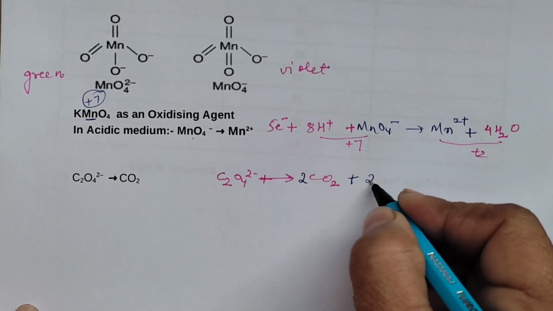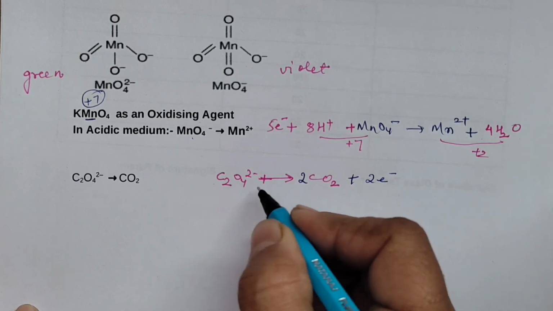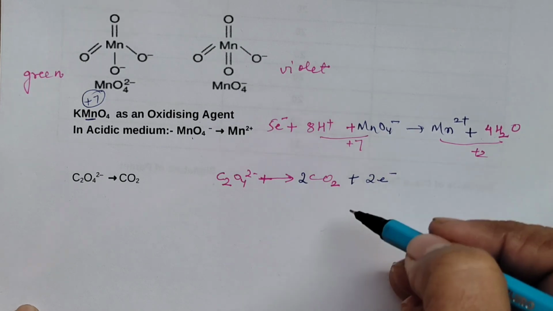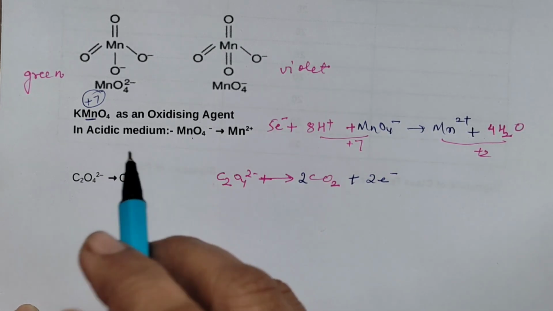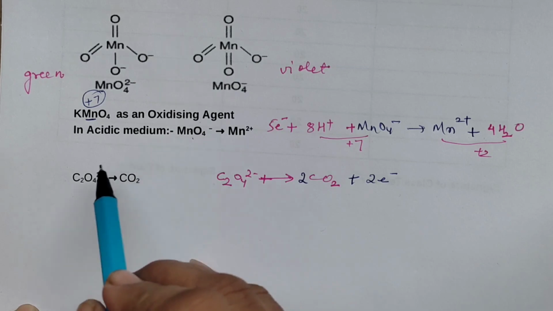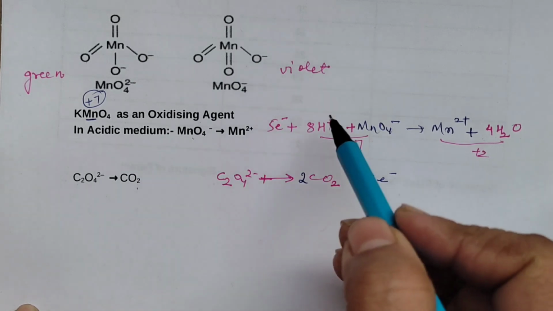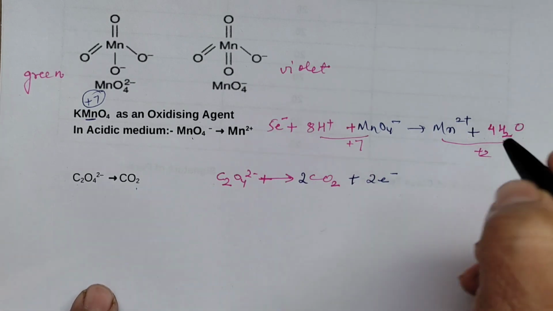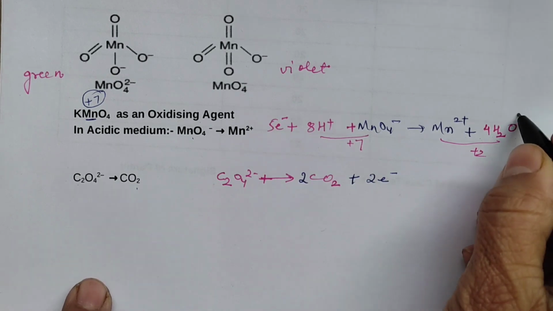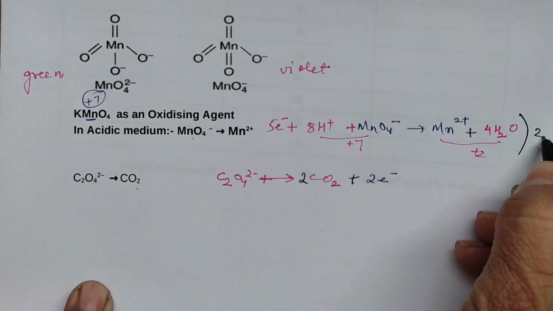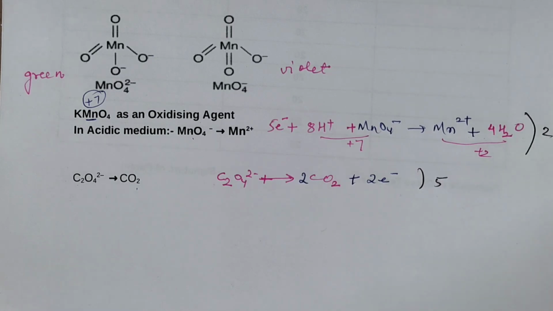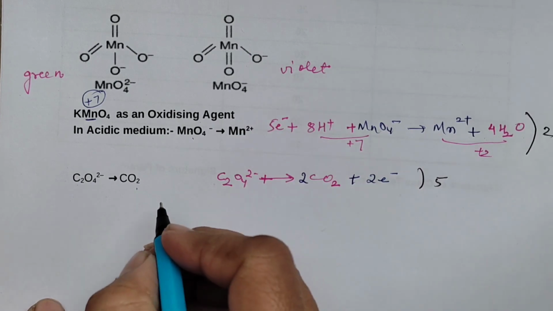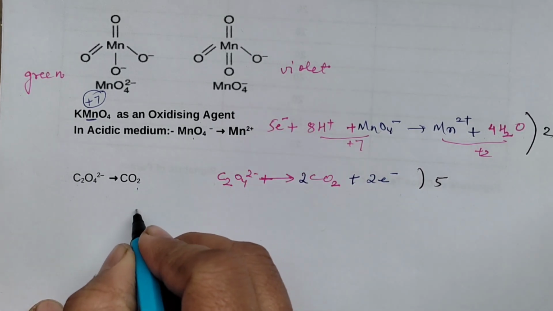So for balancing charges, you will add electrons. This side you have minus 2 charge, this side you don't have, so 2 electrons. And when you add these 2 equations, permanganate has oxidized oxalate to carbon dioxide. Now you have to make the electrons equal. To make the electrons equal, what will you do? Because there are 5 in the first, you will multiply this equation with 2, and this one you are going to multiply with 5, rewrite the whole equation, and add them. So I am multiplying the first equation with 2.